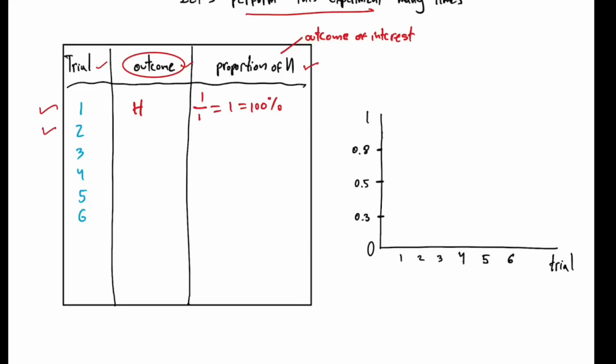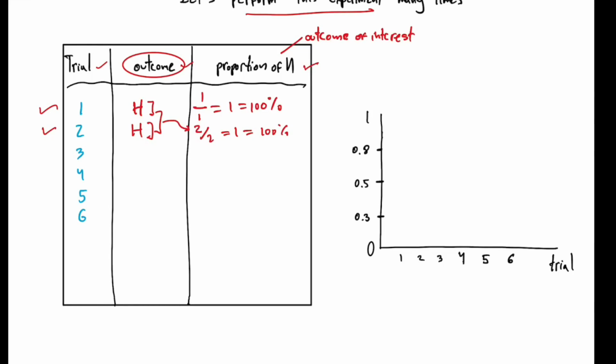We go to trial number 2. In trial number 2, we flip it. Oh, we get heads again. So now we have two outcomes of interest. The total count of heads is going to be 2, because we have our heads here, our heads here. 1 plus 1 equals 2, divided by 2 trials equals 1, equals 100%.